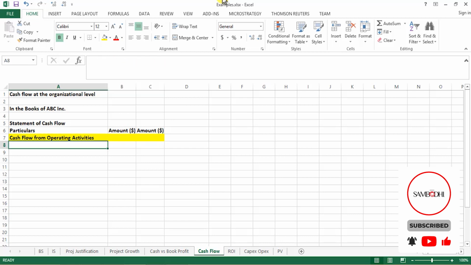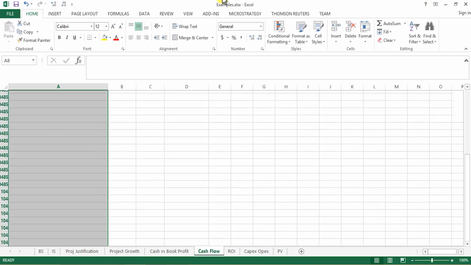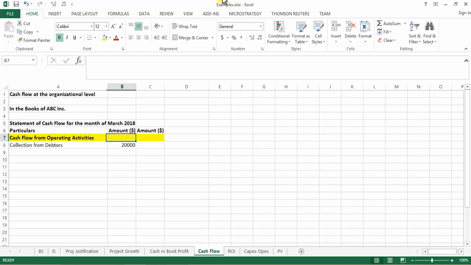Let us look at what can be the inflows from operating activities. Let us say collection from debtors, the most common one. You can say collection from your debtors, might be, let's say, around $20,000. And we'll put this statement of cash flow for the month of March 2018. So $20,000 received from the debtors.